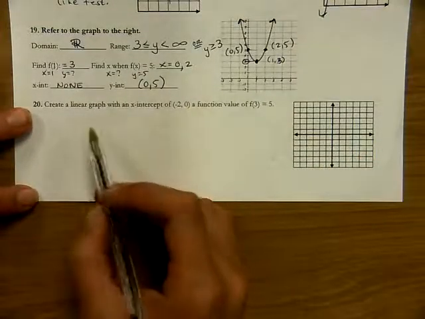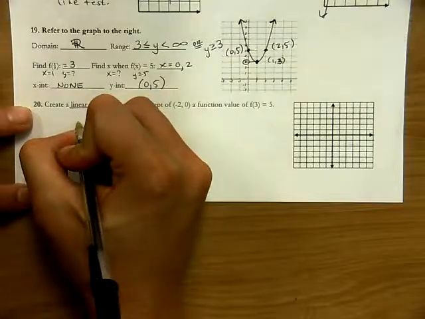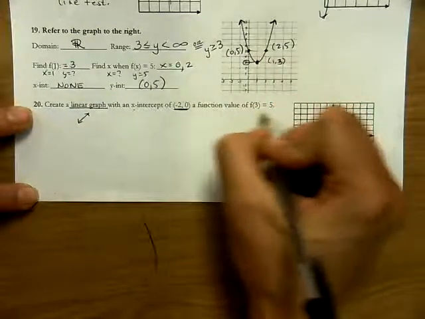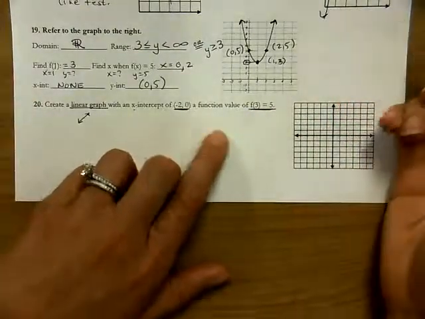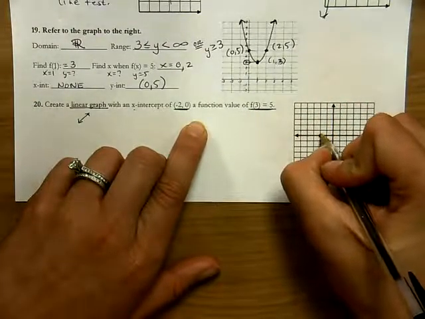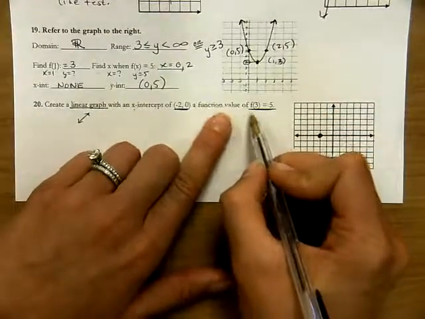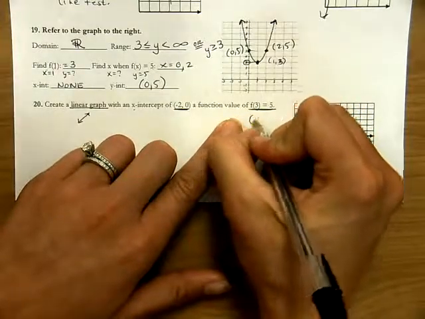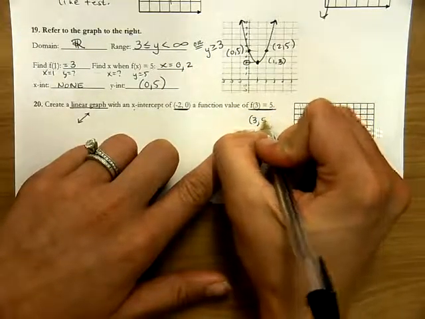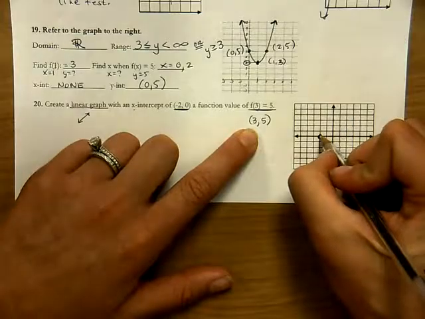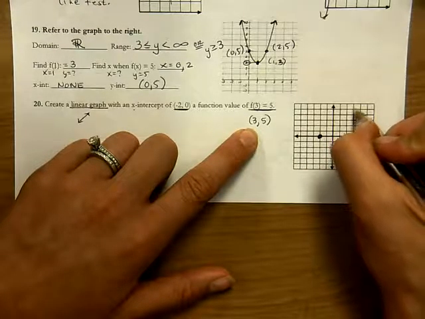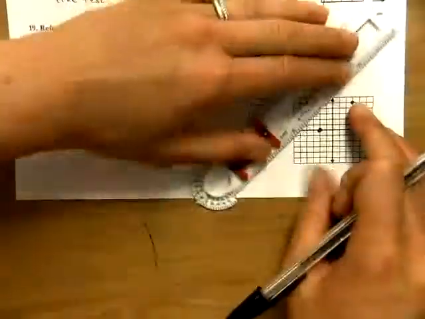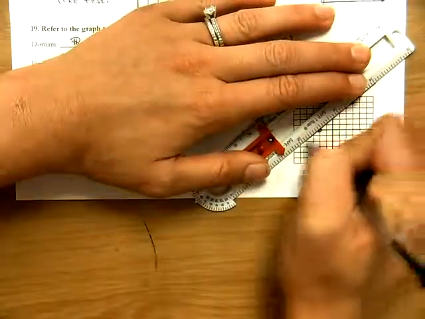All right, and finally down here, the last one, it says create a linear graph. So we know the graph has to be a line with an x-intercept of (-2, 0) and a function value of (3, 5). Okay, well, (-2, 0), we know that point is right there. To have the function value (3, 5), that means the input, or the x, is 3, and the output is 5, or y is 5. So I go to plot the point (3, 5): 1, 2, 3, 4, 5. I have that point there, and it wants a linear function, which means the graph has to be a line, so I can connect these 2 points with a line.